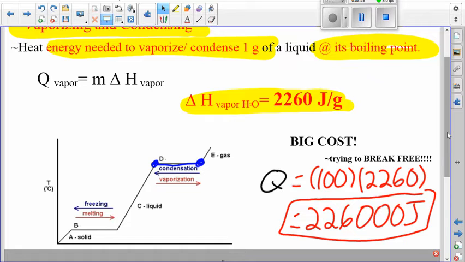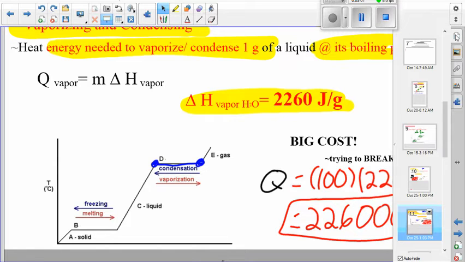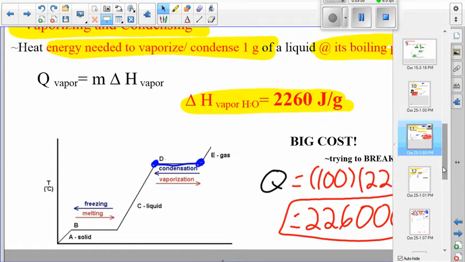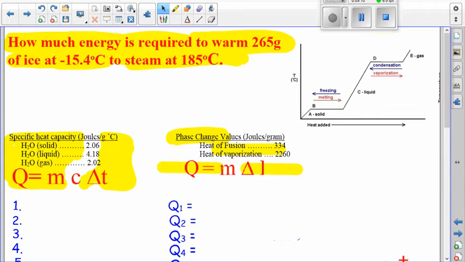Now, here's where this all comes into play, and here's where the organization is key. I really can't emphasize enough how important it is to be over the top organized for these problems, and you'll see me do that. Here's your problem, so write that sentence down. How much energy is required to warm 265 grams of ice at negative 15.4 degrees and to make it steam at 185 degrees Celsius? What is the price to go all the way up there?